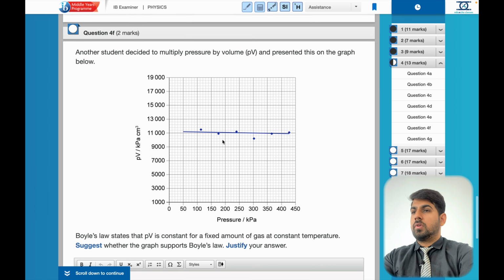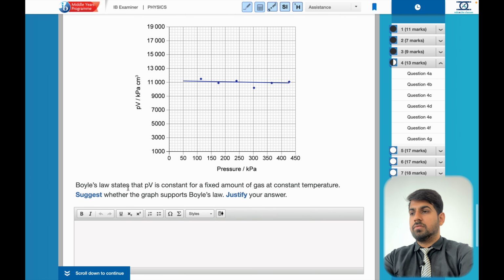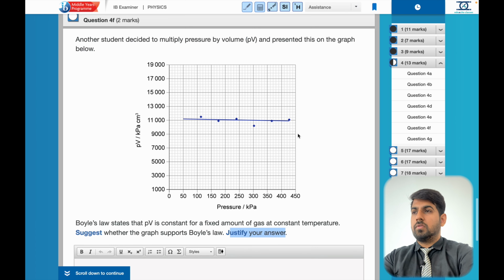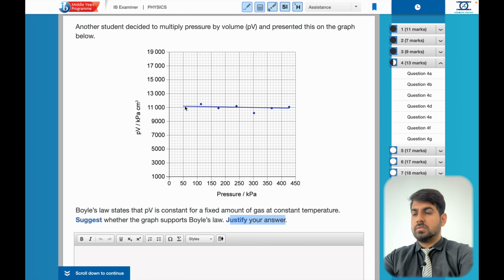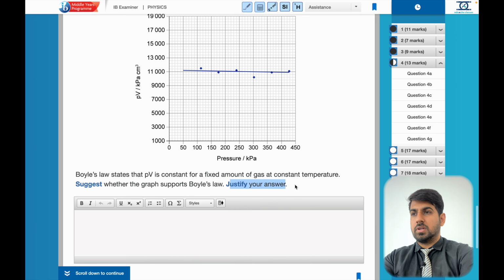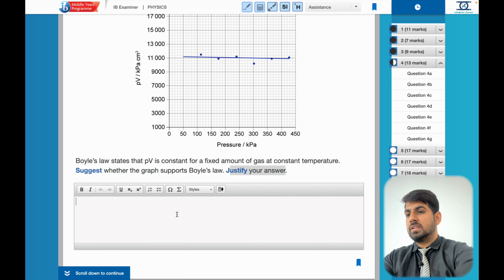Now question number 4F. Another student decided to multiply pressure by volume and present it as a given graph. Boyle's law states that PV is constant for a fixed amount of gas at a constant temperature. Suggest whether the graph supports the Boyle law. Justify your answer. Now if you look at this diagram, the PV is almost a horizontal line. So you can say the product of PV with increase in pressure is constant. So I can say yes.